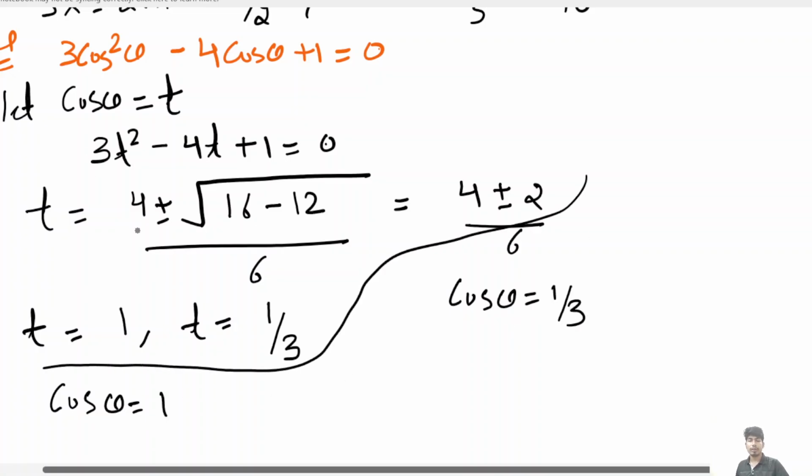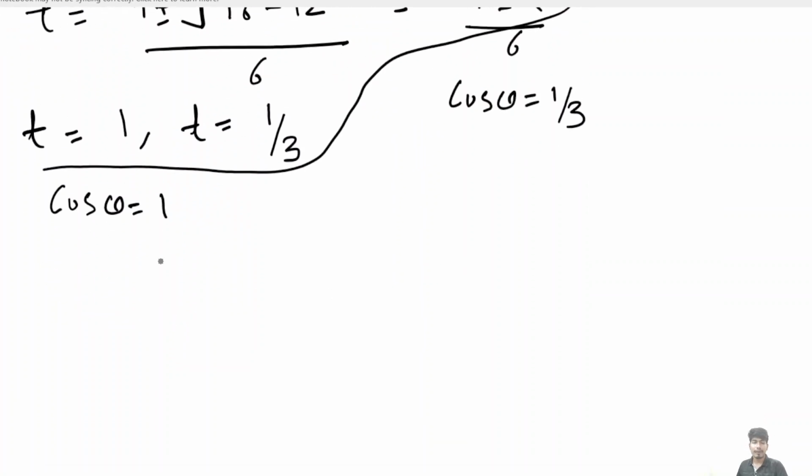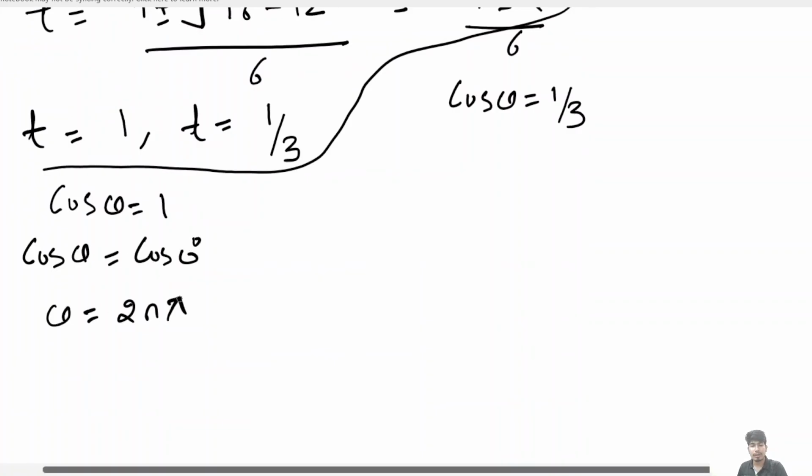Then what if cos theta is equal to 1? Can we write cos theta is equal to cos 0? Yes. Then theta is equal to 2n pi plus minus 0. This is equal to 2n pi where n belongs to integer.